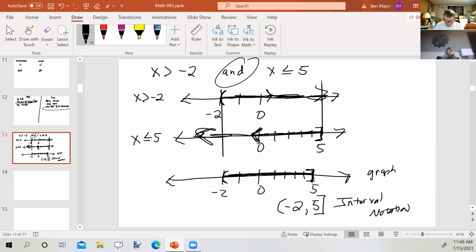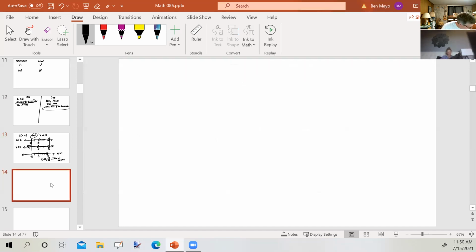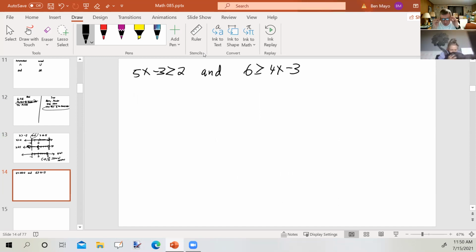All right. Let's take a look at another example. 5x minus 3 greater than or equal to 2, and 6 greater than or equal to 4x minus 3. Now, for the first set of inequalities, they were already both solved for x. In this case, they aren't. So the first thing we need to do is solve each one.